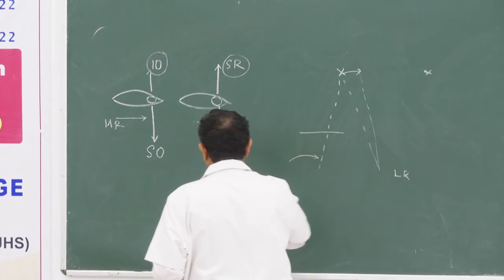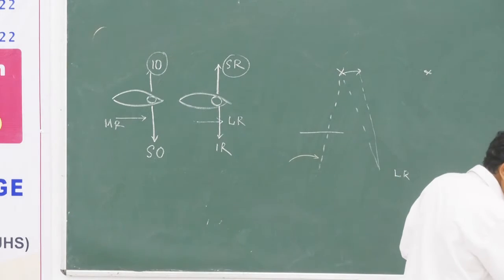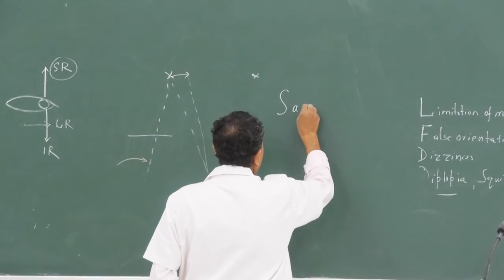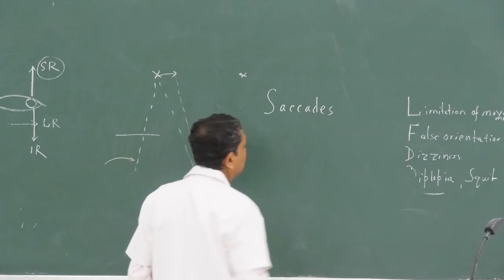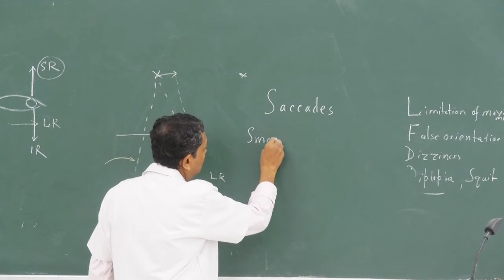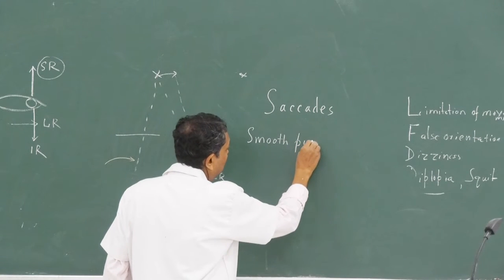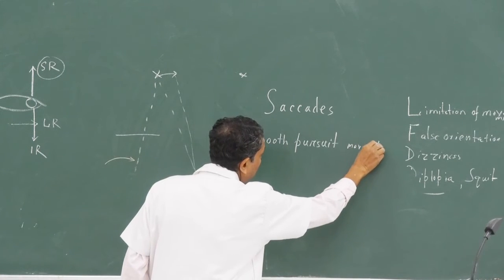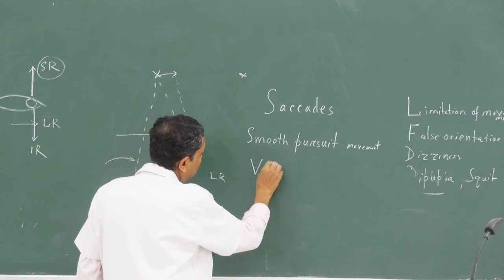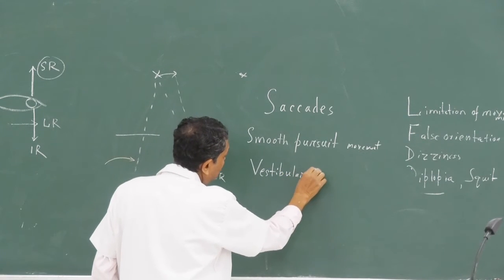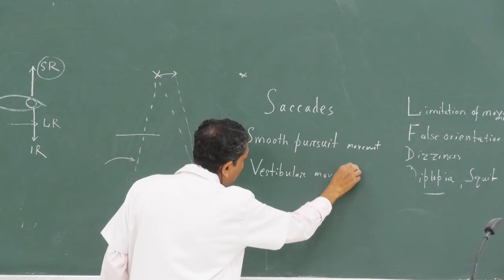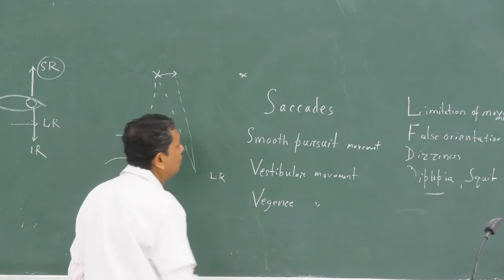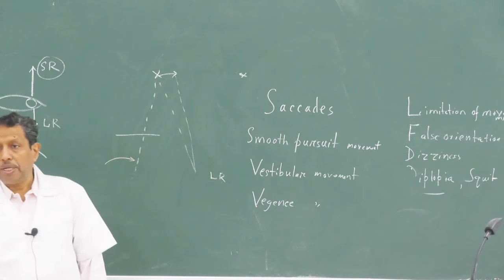Now there are 4 types of eye movement we are familiar with: saccades, smooth pursuit movement, vestibular movement, and vergence movement. 4 types of movements are possible.